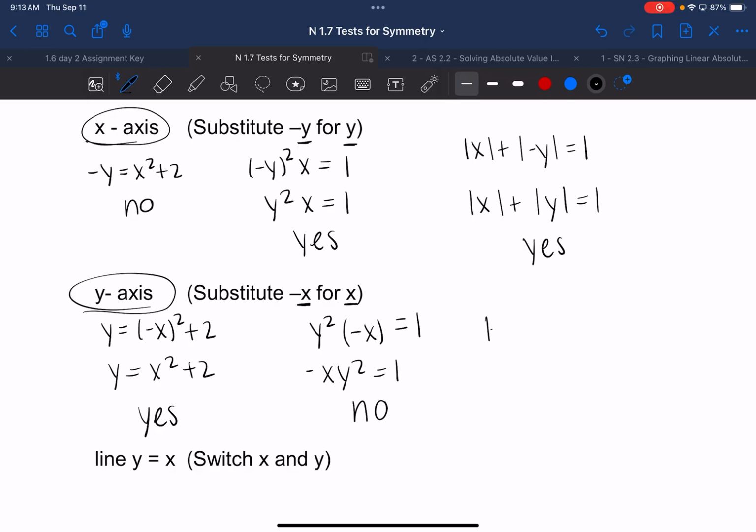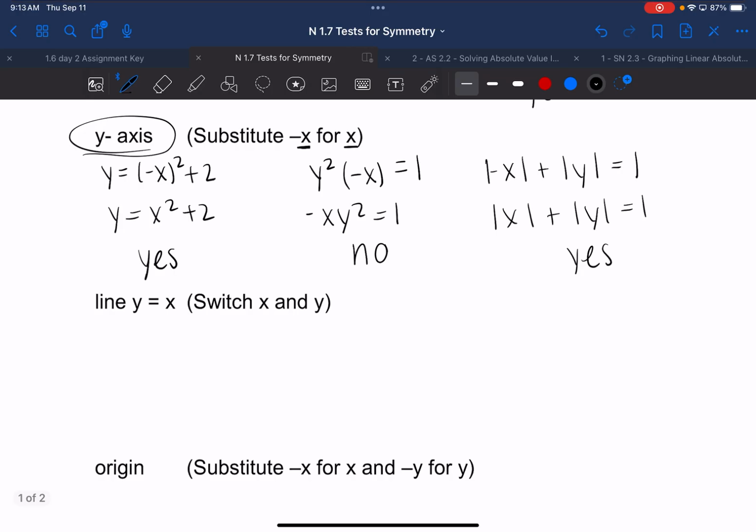And then finally, in that absolute value one, kind of like last time, it doesn't matter what I put into the absolute value, it always comes out positive. So this one will go back to looking like the original. Therefore, we would say yes, this one is symmetric on the y-axis. All right.